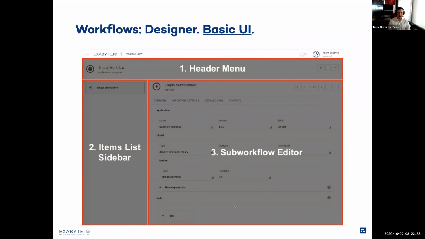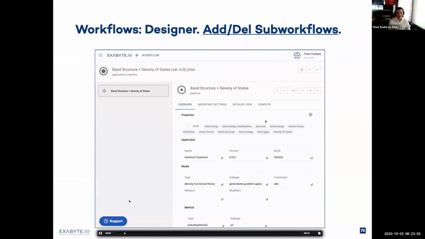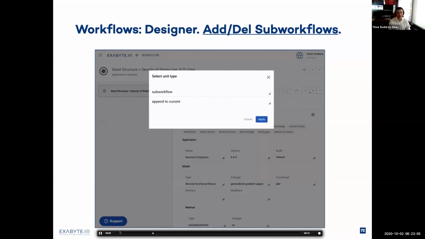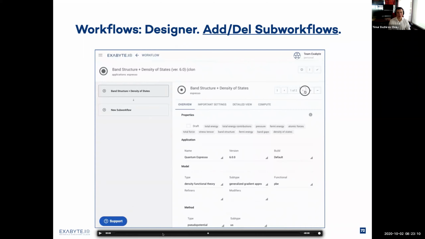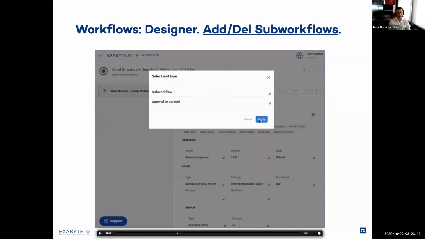All right, here we have the workflow designer. That's how it looks. We have the header menu on top. We have the items list on the left that contains sub-workflows. And in the middle, we have the sub-workflow editor, where we can edit the information for one of the sub-workflows that we select on the left. Let me demonstrate how it works. Here, we can add a sub-workflow to the list on the left by using this plus button and selecting apply.